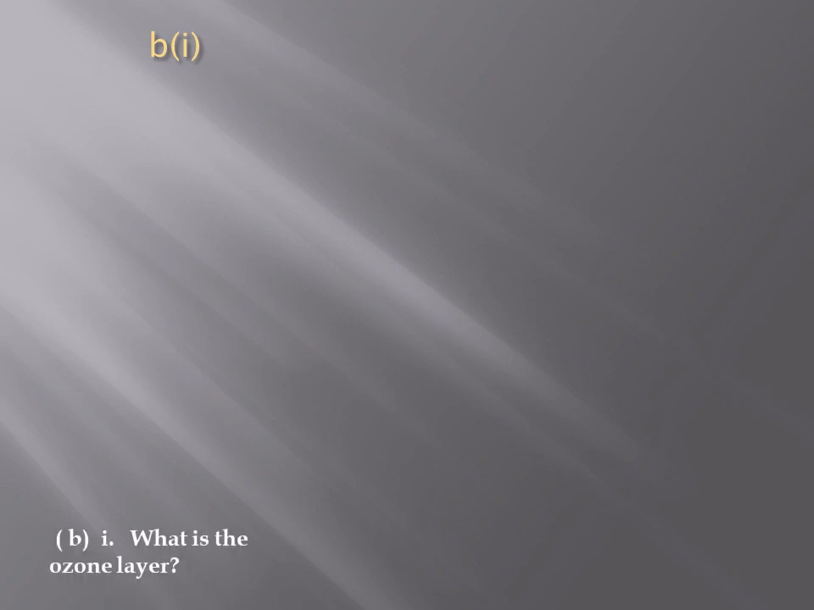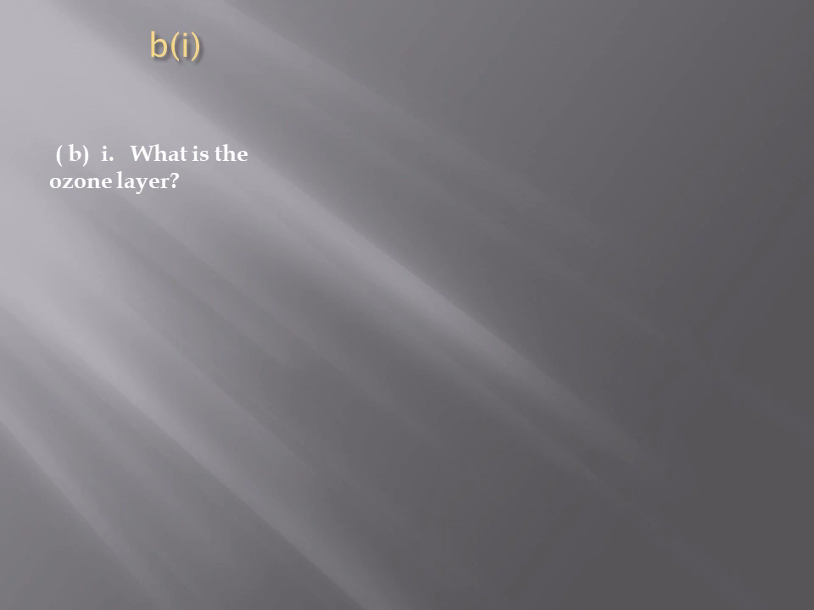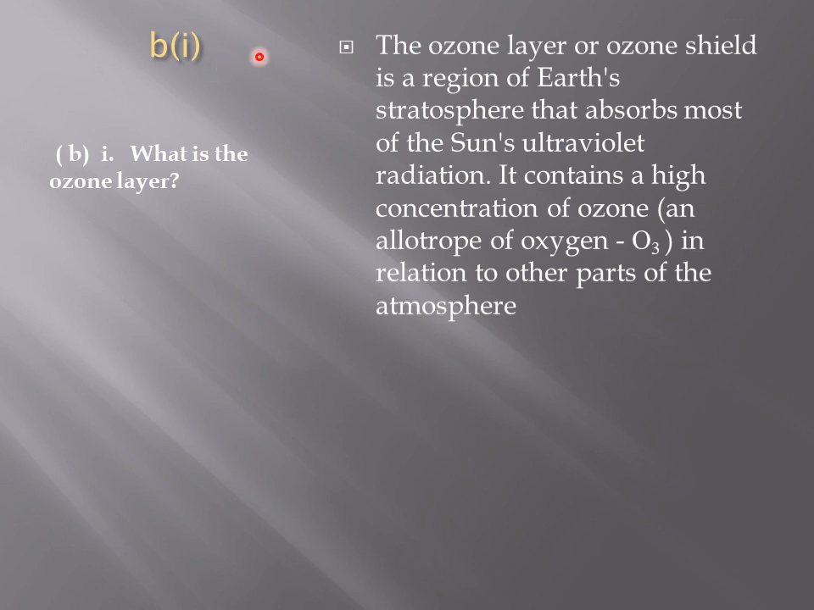B1. What is the ozone layer? The ozone layer, or the ozone shield, is a region of the Earth's stratosphere that absorbs most of the sun's ultraviolet radiation. It contains a high concentration of ozone. What is ozone? An allotrope of oxygen. That is O3. Three atoms of oxygen bonded together form ozone, which is an allotrope of oxygen.